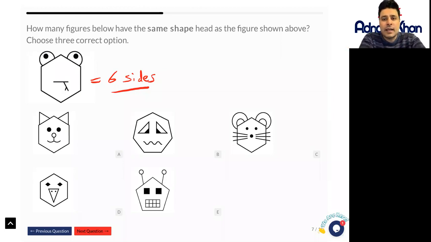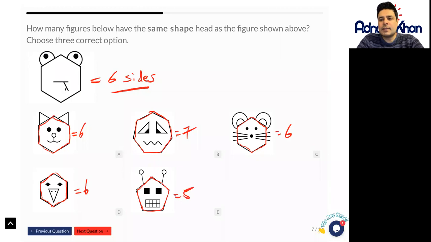So let's have a look at these next shapes. Here we've got 1, 2, 3, 4, 5, 6 sides. Okay. Here we've got 1, 2, 3, 4, 5, 6, 7 sides. Here we've got 1, 2, 3, 4, 5, 6 sides. Okay, let's write that down. For D, we've got 1, 2, 3, 4, 5, 6 sides again. And for the last one, E, we've got 1, 2, 3, 4, 5 sides.